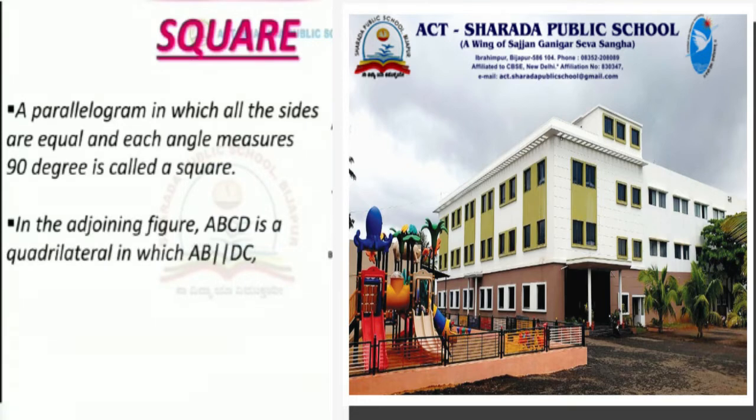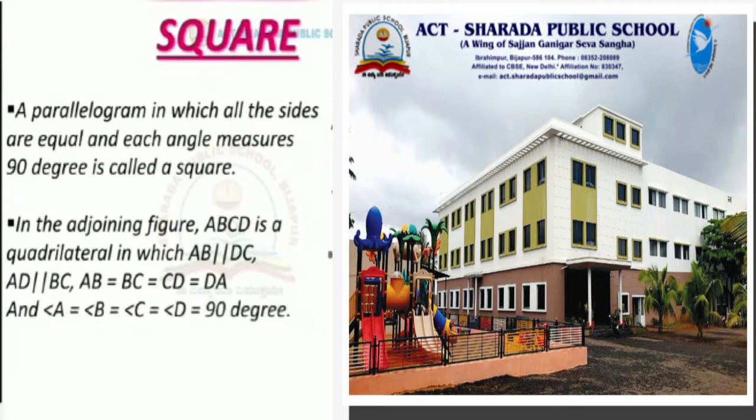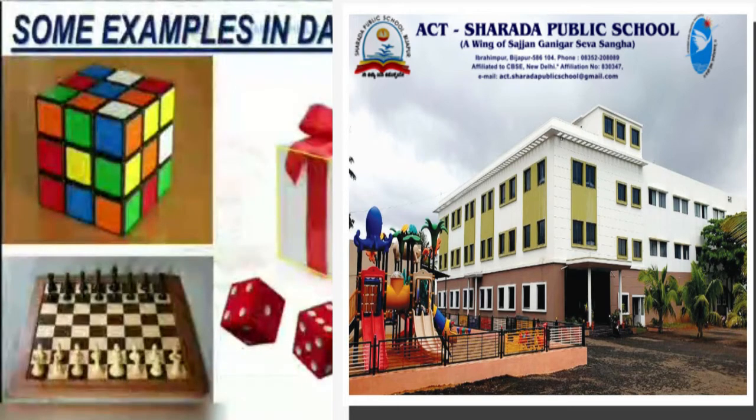In the given figure, ABCD is a quadrilateral. CD is equal to DA, and angle A is equal to angle B is equal to angle C is equal to angle D which equals 90 degrees. So ABCD is a square. Some examples of square which are used in our daily life are Rubik's cube, chessboard, dice, and the gift box.